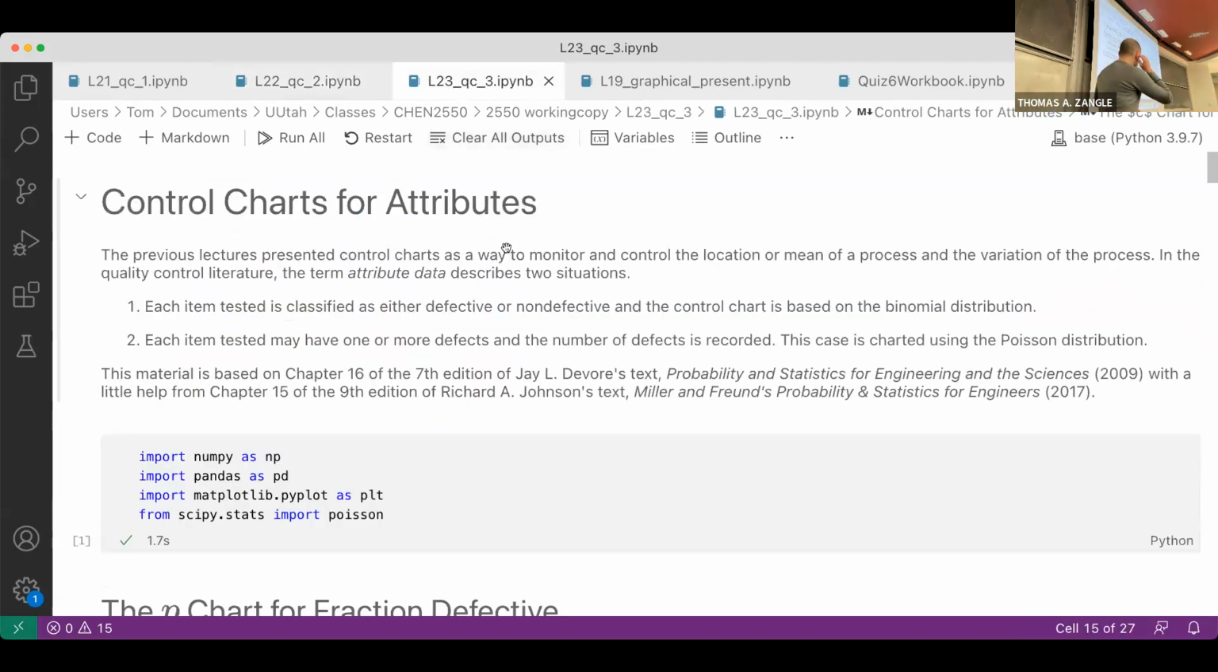And what we're going to see is, again, a lot more of the same kind of idea of what we've seen for X-bar charts and for S charts, but now for different process attributes. In a sense, this is a little bit analogous to what we did for hypothesis testing. We spent a lot of time talking about hypothesis testing for sample means, where that comes from, what the distributions underlying that are, how to compute it, how to use it.